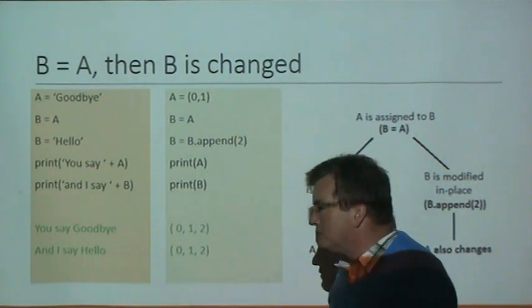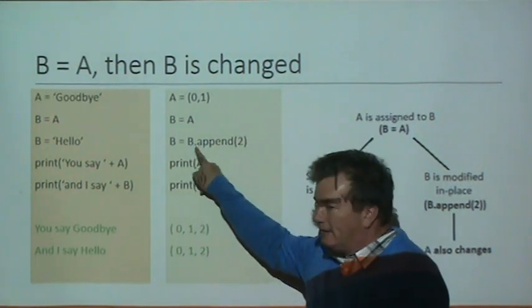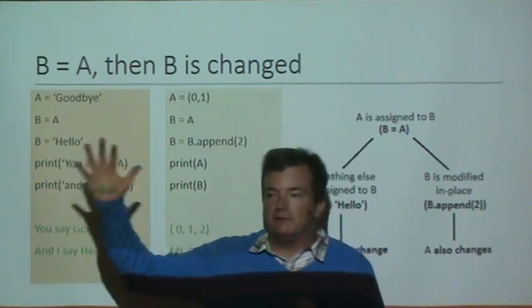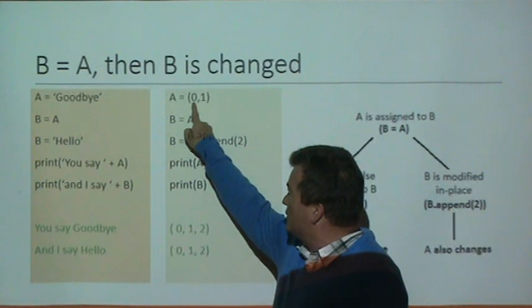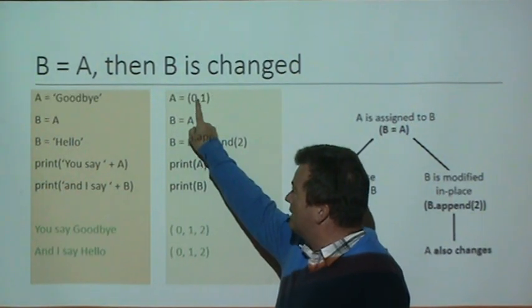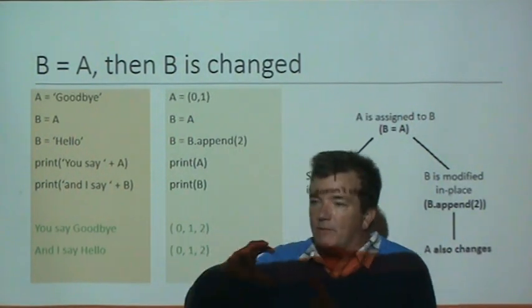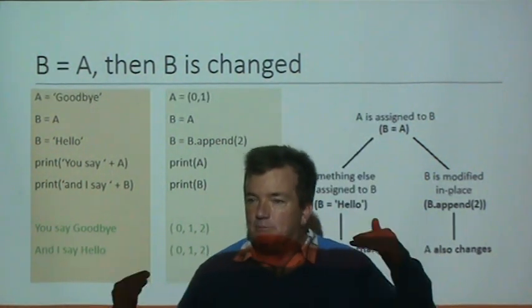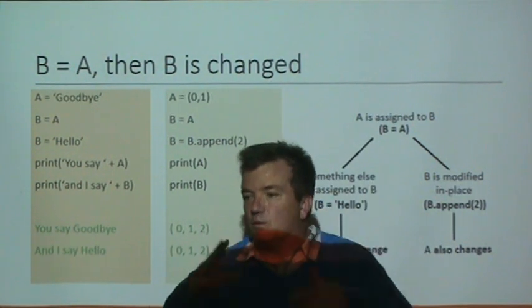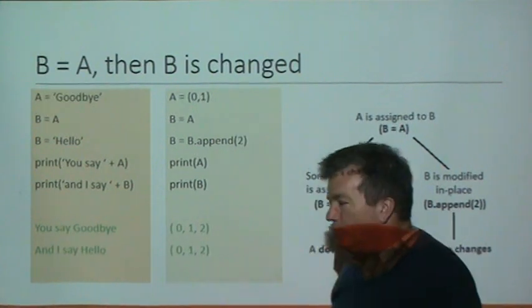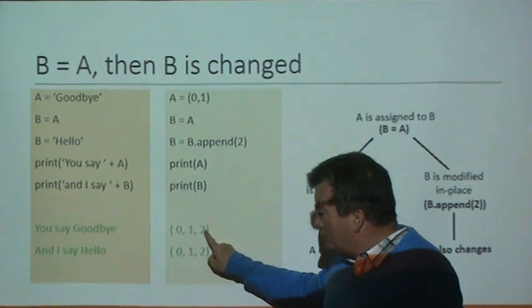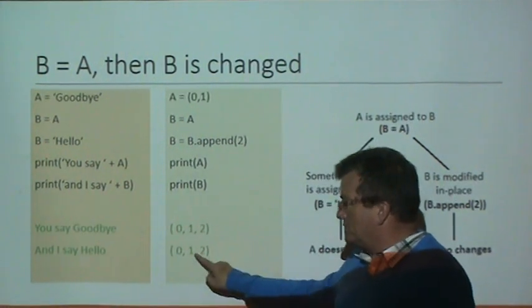And the reason is, we changed B in place. In place means we didn't use a new piece of storage. We took B, which was referring to the list that goes 0 and 1, and we appended a 2 onto the end of it. So now A and B still refer to the same thing, which is the list 0, 1, and 2. So if we wanted to print out A, it would say 0, 1, and 2, and if we printed out B, it would say 0, 1, and 2.